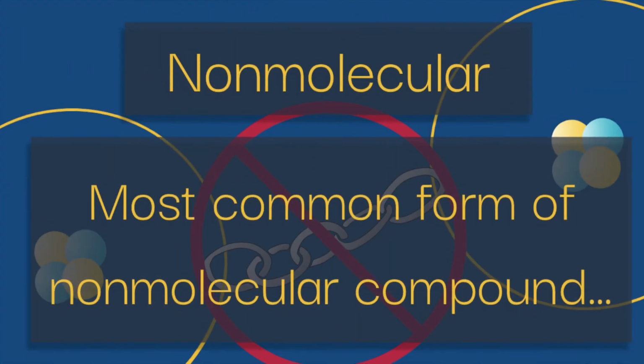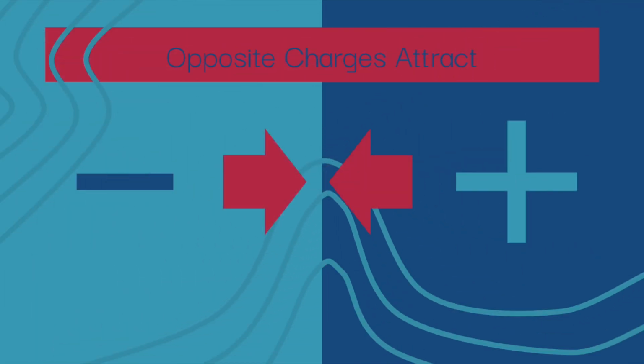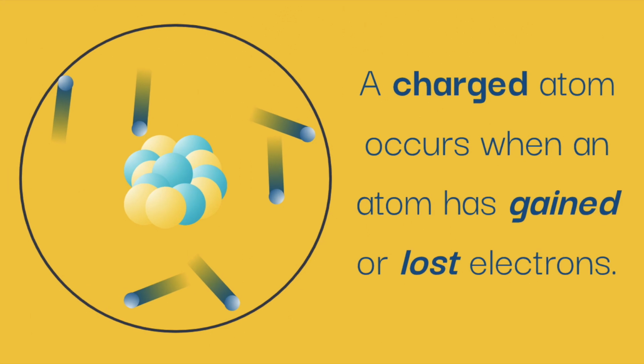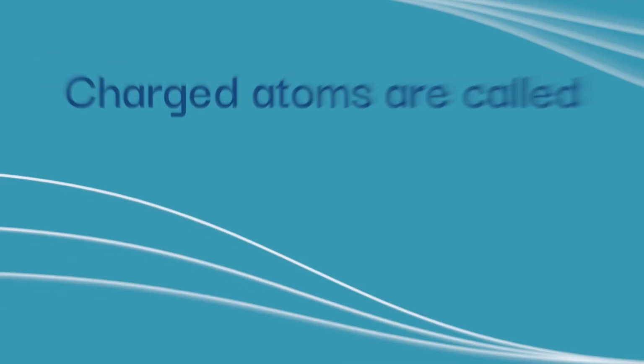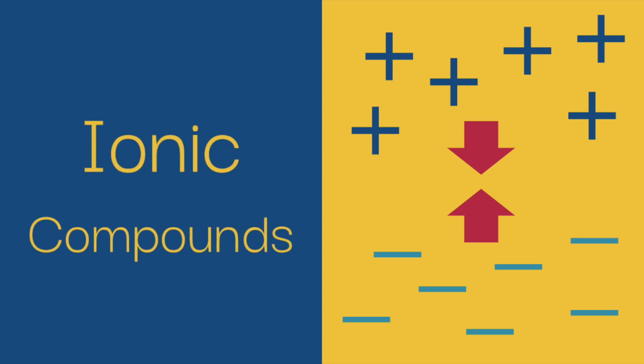The most common form of a non-molecular compound occurs when atoms of opposite charges attract. A charged atom occurs when an atom has gained or lost electrons. Charged atoms are called ions. Because of this, compounds formed due to the attraction of opposite charges are called ionic compounds.